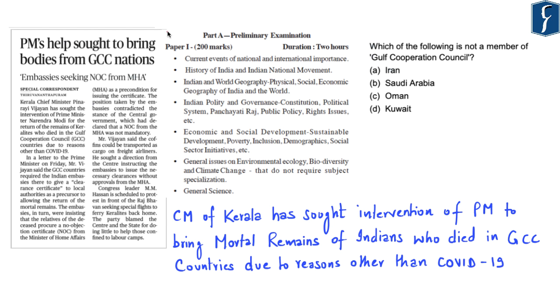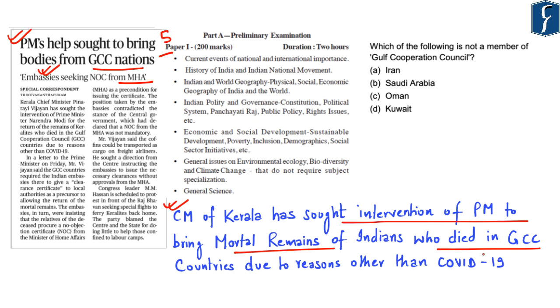The first news to be discussed appears on page number 5. It says, Prime Minister's help sought to bring bodies from Gulf Cooperation Council nations. Embassies seek NOC from Ministry of Home Affairs. Now in this particular news, the Chief Minister of Kerala has sought intervention of the Indian Prime Minister Narendra Modi to bring mortal remains of Indians who have died in the Gulf Cooperation Council countries due to reasons other than the COVID-19 virus. So this is the context of this particular news.